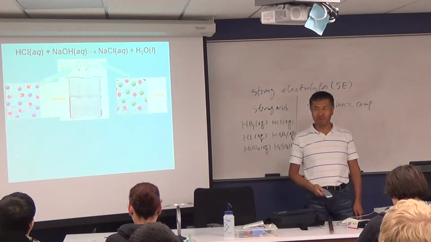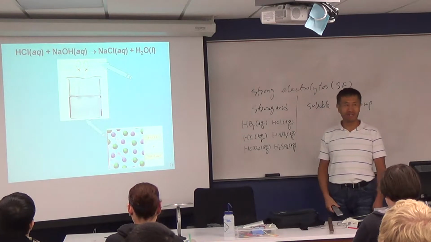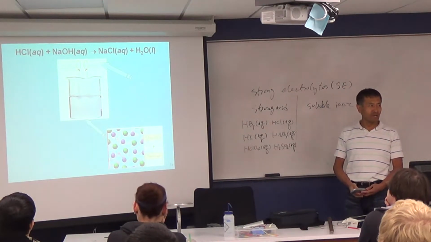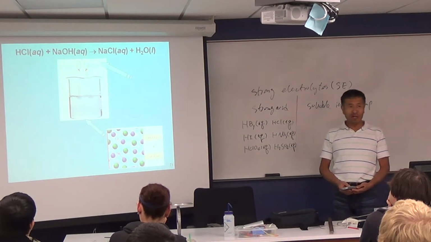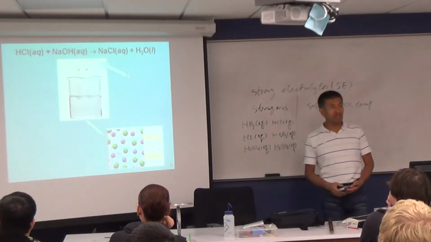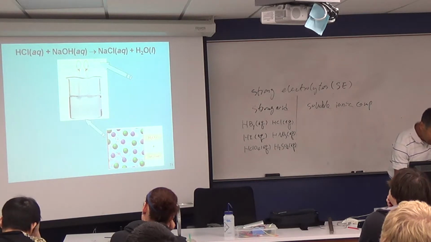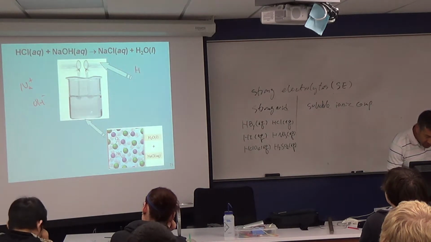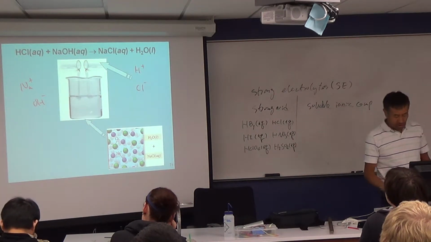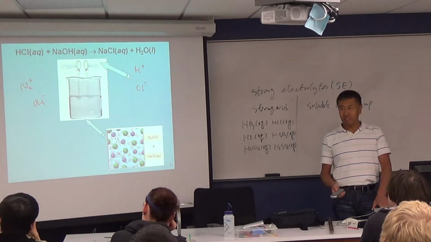Right? So what ions will disappear? What do you think? Take a look, what disappears? Remember what you have at the beginning? For the base, you have a metal cation and OH negative, right? For the acid, you have H plus and Cl negative. If you have that in your mind, you will see that the ions that disappear are OH negative and H plus.